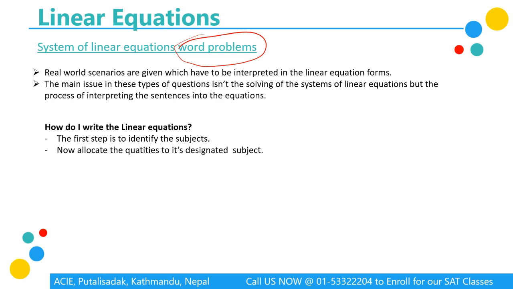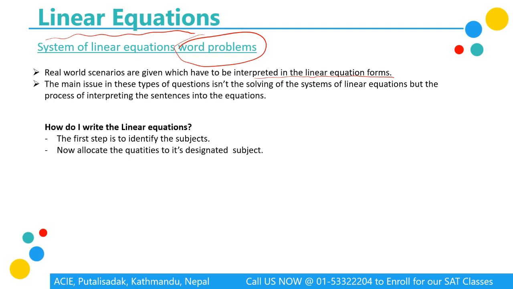I feel like students tend to get a bit worried when there are a lot of words and a longer paragraph, because they don't know how to interpret that paragraph. And I feel like that is also the hardest part in linear equation word problems. Apart from that, the solving part is pretty easy, but as long as you know how to interpret it properly, you are guaranteed to get a good score on this section. So real world scenarios are going to be given to us, which have to be interpreted in linear equation form. So we have to form linear equations based on the word problem given to us.